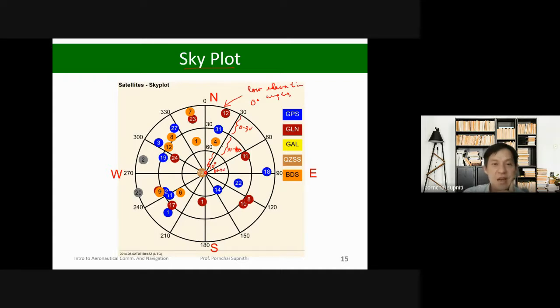Additionally, you see that any satellites that are near the outer circle, like these, 7, 12, 18, 22, are at low elevation angles. And some satellites like 14, 193, are at relatively higher elevation angles.